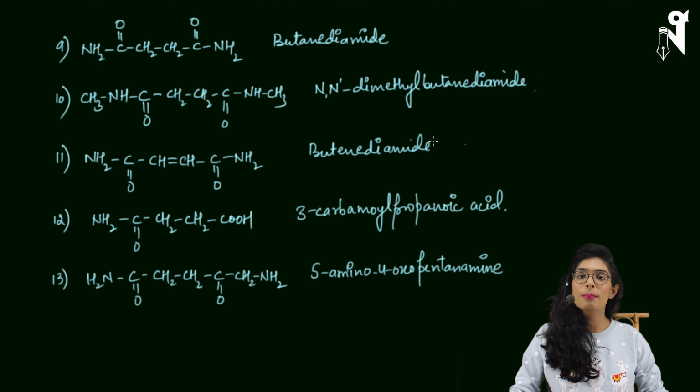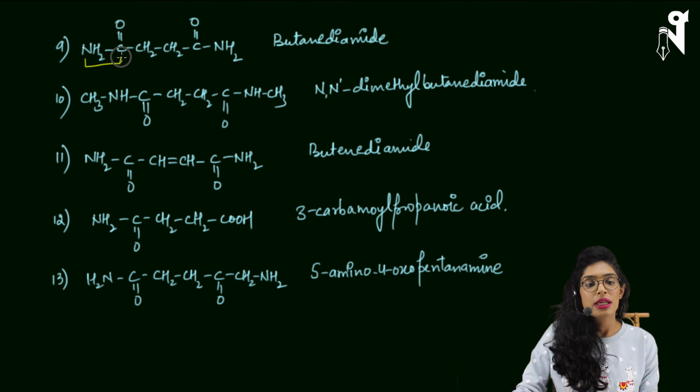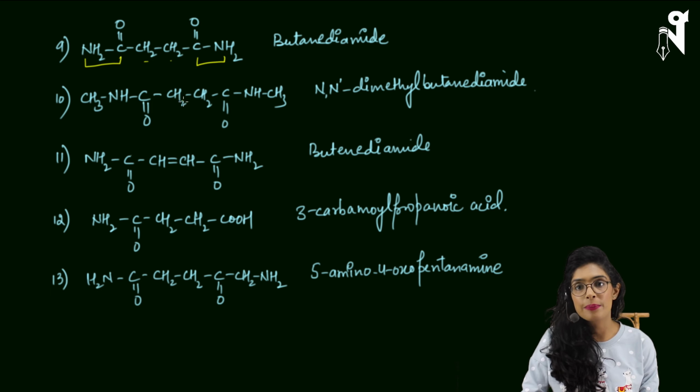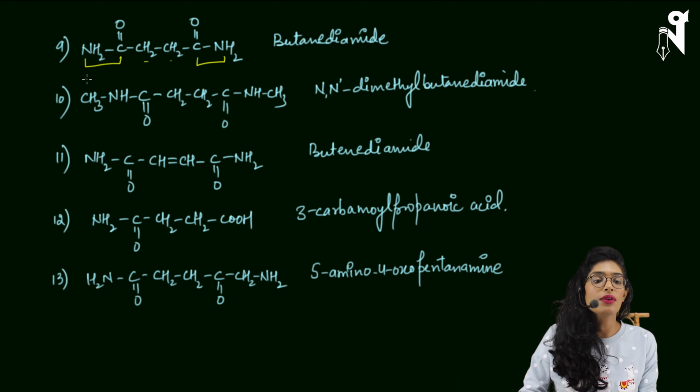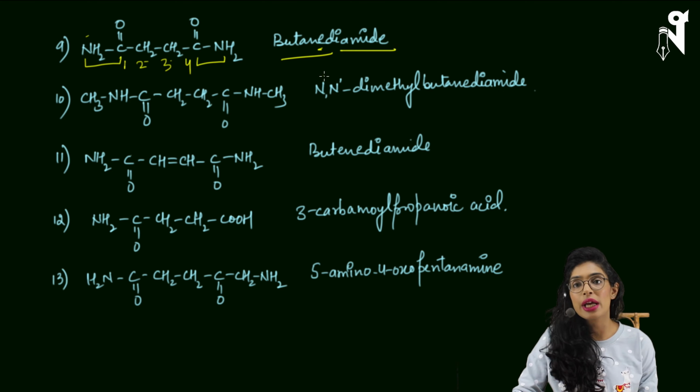Now look at the next few compounds. The next compound we have is NH2CO, CH2, CH2, CO, NH2. That means the amide group is repeating twice, right? So here the name will be, how many carbons are there in total? It is 1, 2, 3 and 4. Total 4 carbons, so butane. And because there are two amide groups, we will be writing diamide. We will not be skipping the E here because we are not encountering A but D. So we will not write butandiamide, we will write butanediamide.